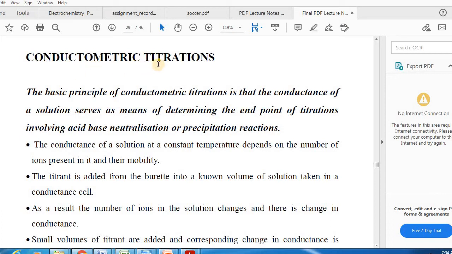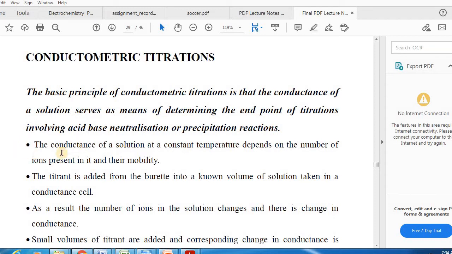Now, as the name indicates, what are conductometric titrations? They are titrations which involve the determination of the endpoint by measuring the conductance of the solution at different instants of time. The basic principle of conductometric titration is that the conductance of the solution helps us to determine the end point of titrations, for example, titrations involving acid-base neutralization or precipitation reactions.